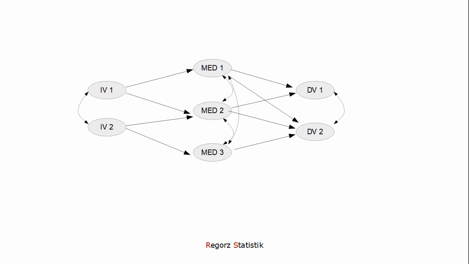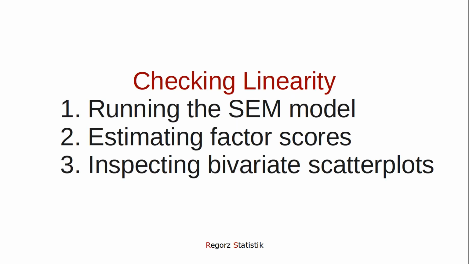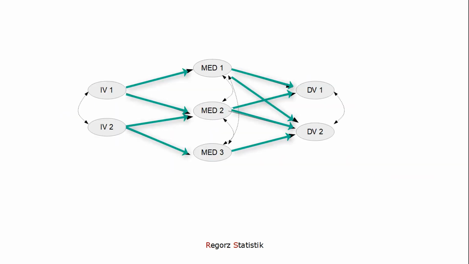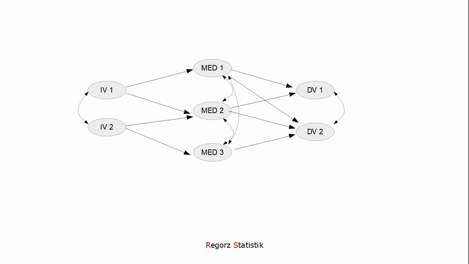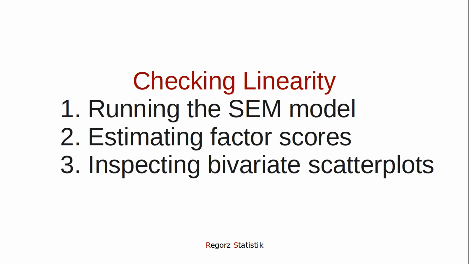How do we check if the linearity assumption holds? First, we run an SEM model, then we estimate factor scores, that is, estimates for the latent variables. And then we use those factor scores to draw bivariate scatter plots and check whether we have signs of nonlinearity in the relationships between those variables. So for each directional arrow here, we need a bivariate scatter plot to see whether the relationship is linear or nonlinear.